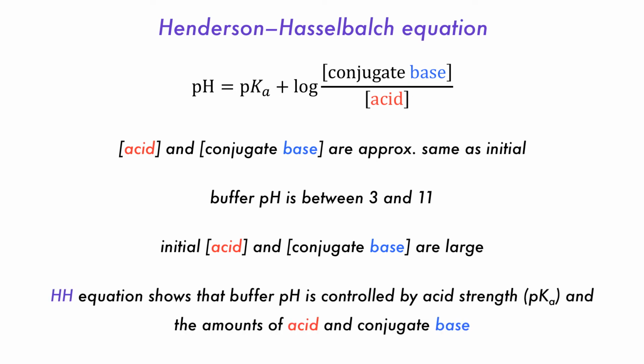The Henderson-Hasselbalch equation shows us that the pH of a buffer solution is controlled by the relative strength of the acid as expressed by pKa and the relative amounts of acid and conjugate base in solution.